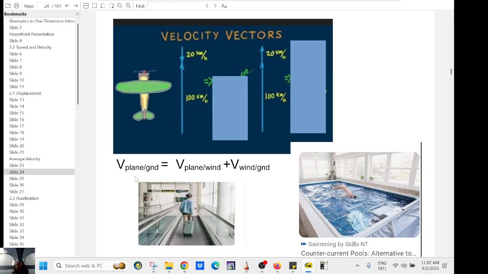You see, there is a trick if you want to make sure to get it right. You can use it this way: plane relative to the ground equals plane relative to the wind plus wind relative to the ground. You see, you can cross out the wind. That's how we do it. If you have 100 kilometers, now the wind is pushing the airplane, and this is the wind relative to the earth. So then you add up. This makes sense? So this is very intuitive.